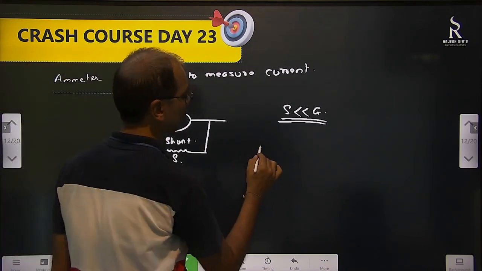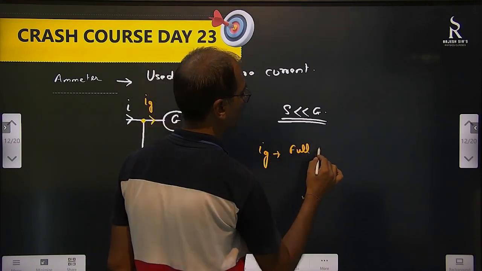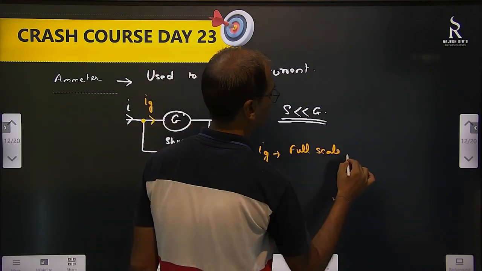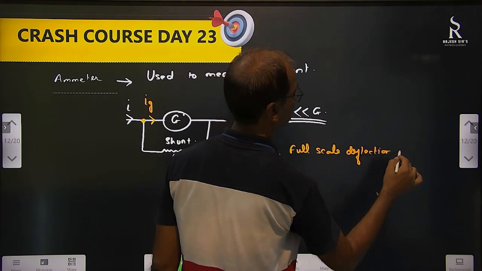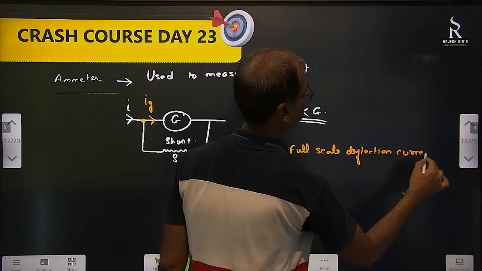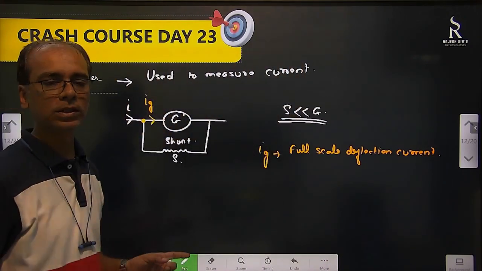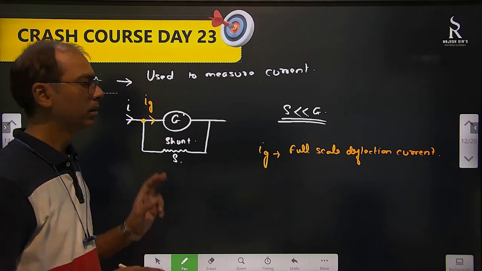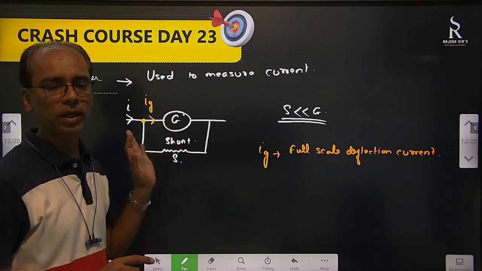What is Ig? Full scale deflection current. Because ultimately this only has to deflect. The galvanometer only has the deflector, and through that only we are going to get the reading. So here goes Ig only.